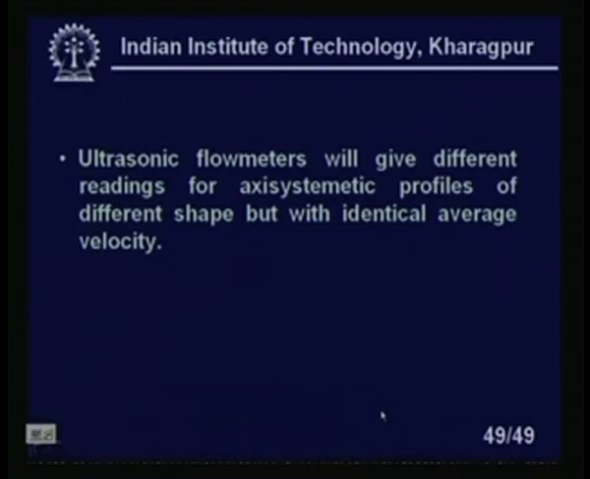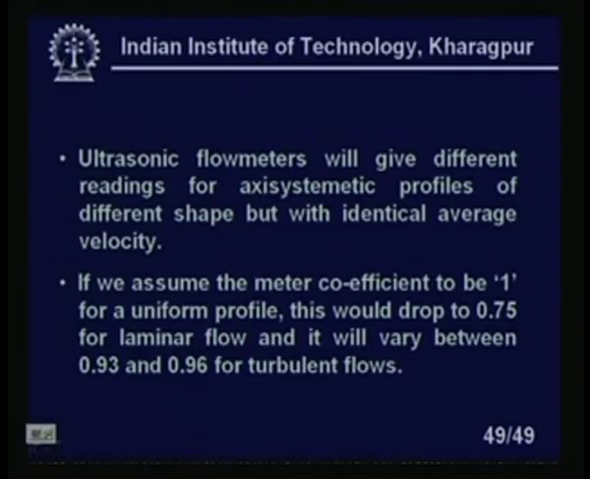Alternate flow meters will give different readings for axially symmetric profiles of different shape, but with identical average velocity. If the average velocity is the same, but the profiles are not the same, obviously you will get a different value of the reading, the output, which is undesirable. If you assume the meter coefficient to be 1 for a uniform profile, this would drop to 0.75 for a laminar flow, and it will vary between 0.93 and 0.96 for turbulent flows.